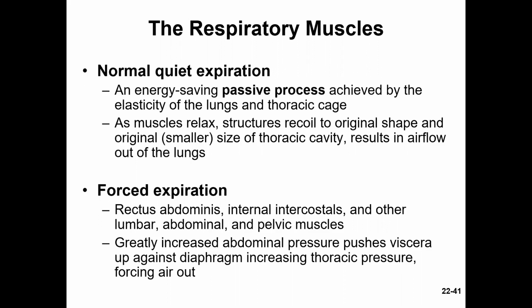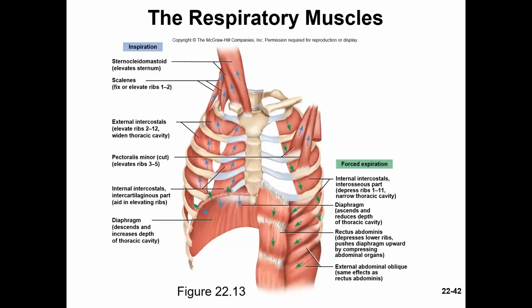A forced expiration will employ the rectus abdominis, the internal intercostals, and other lumbar, abdominal, and pelvic muscles. This greatly increased abdominal pressure pushes the viscera up against the diaphragm, increasing the thoracic pressure, forcing air out.